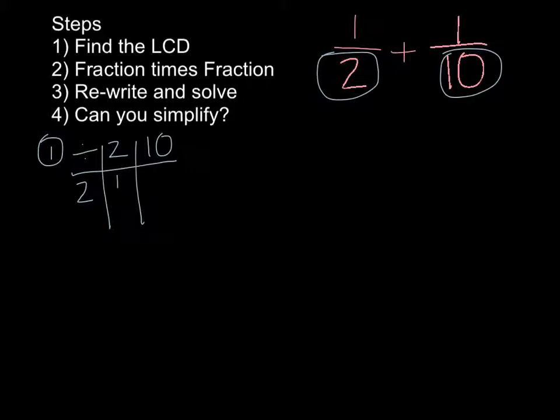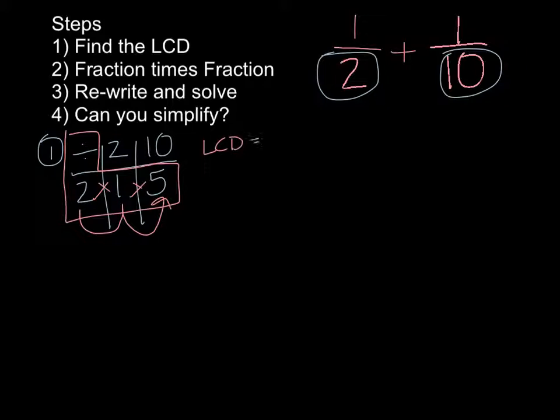2 divided by 2 is 1. 10 divided by 2 is 5. Since there's a 1, I know I'm done. So I'm going to make my L shape and multiply everything inside. 2 times 1 is 2, and 2 times 5 is 10. So the LCD equals 10.